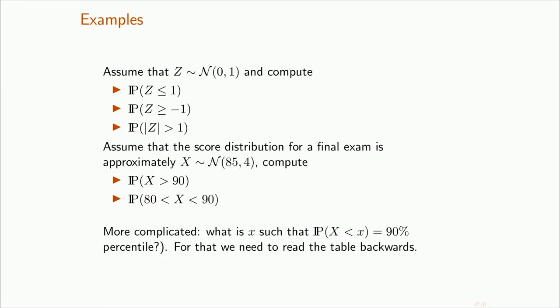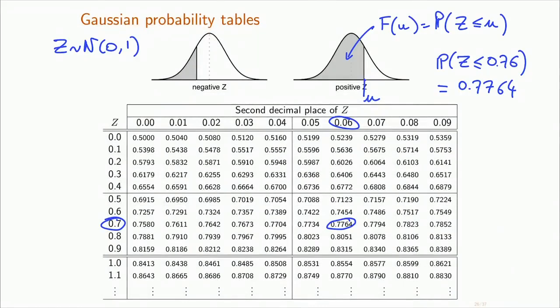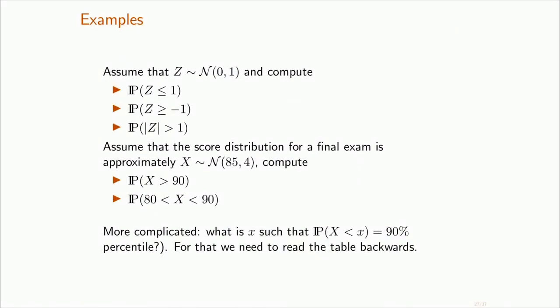So now I have a standard Gaussian. I want to compute the probability that my standard Gaussian is less than 1. So I'm going to go back to my table. 1 is 1.0 plus 0.00. So the number I actually want to read is, can somebody tell me the answer? Probability that Z is less than 1? 0.8413, that's correct. So let's write it here. Good. What is the probability that Z is larger than -1?